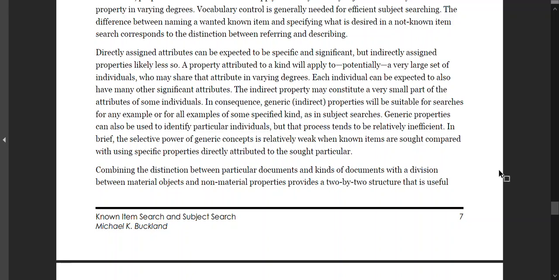In brief, the selective power of generic concepts is relatively weak when known items are sought compared with using specific properties directly attributed to the sought particular, which kind of makes sense. I don't know if we had to write a whole paper about that, but it's true.